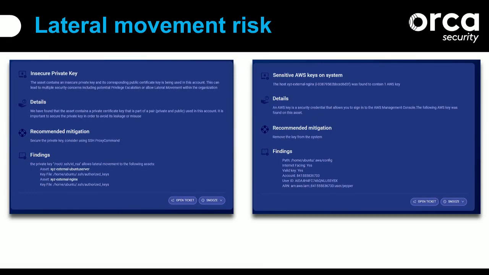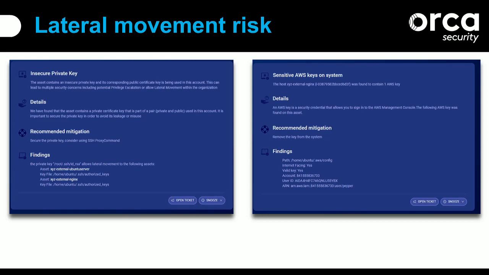The third one is lateral movement risk. At the end of the day, attackers will always try to get a foothold in your organization to get a way to reach a certain workload, but after they get that, the next thing that they will do is try to find a way to move to other workloads or to the crown jewels. The easiest way for an attacker to do so is to find secrets or credentials stored within the workloads that they've reached that allow lateral movement.